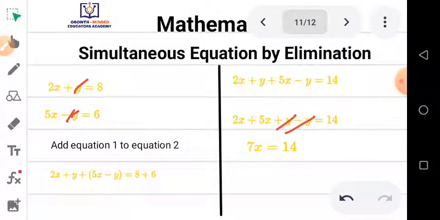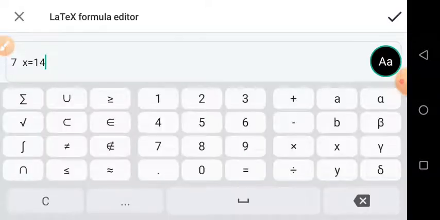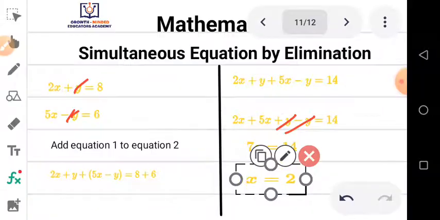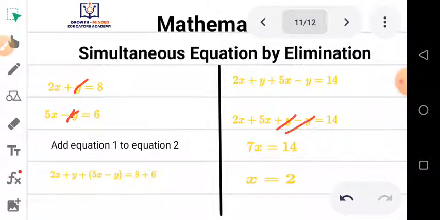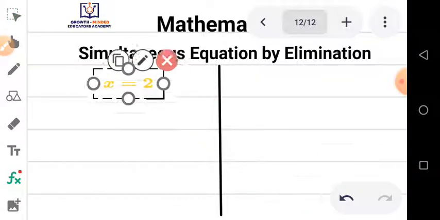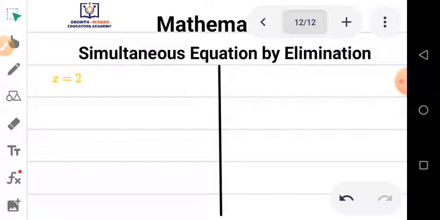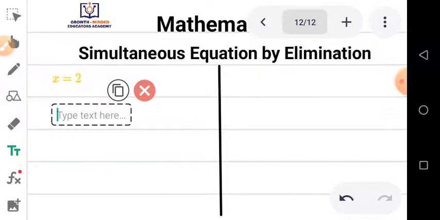Okay, so if 7x equals 14, that means x is automatically equal to 2. So just divide by 7. That will give us 7 cancelling 7, and 14 over 7 gives us 2. So that's simply our first answer. You see that this is very straightforward.